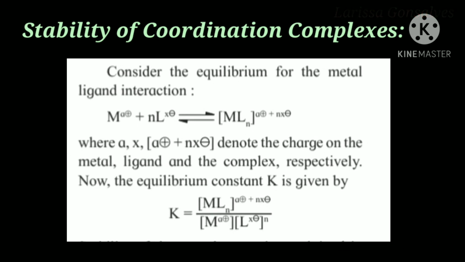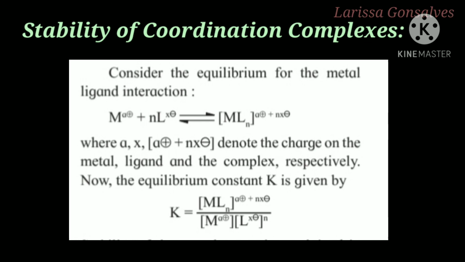So the metal-ligand interaction can also be realized as the Lewis acid-Lewis base interaction. This is also what we have done before. So the stronger the interaction, the greater will be the stability of the coordination complex. Let us now consider the equilibrium for the metal-ligand interaction. The reaction is M^a+ plus nL^x- is a reversible reaction giving the formation of ML_n^(a+nx-).